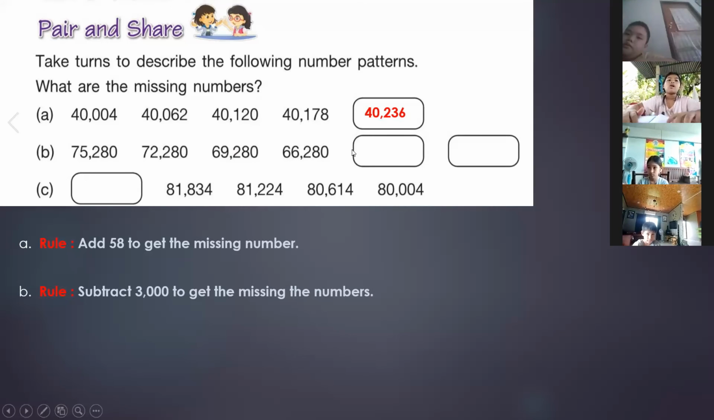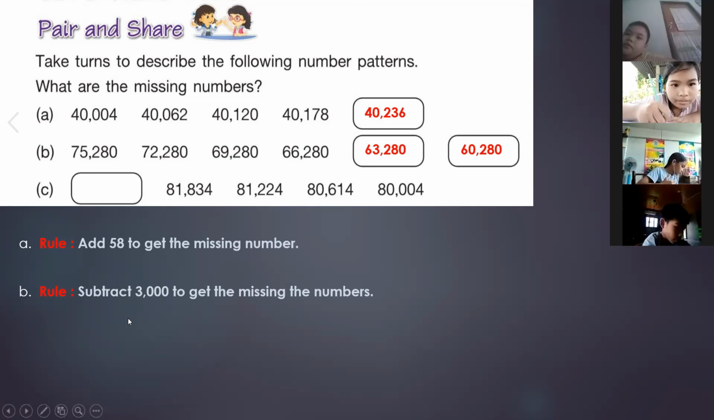So let's subtract 3,000 from 66,280. It is equal to 63,280. Okay, and we subtract 63,280 minus 3,000 is equal to 60,280. So that is for letter B. The rule is to subtract 3,000.